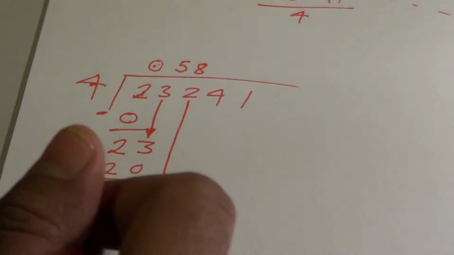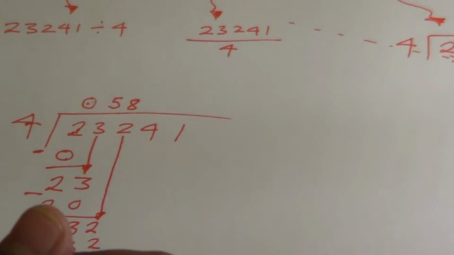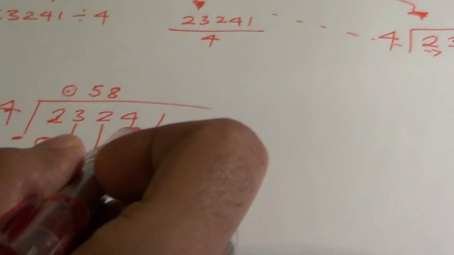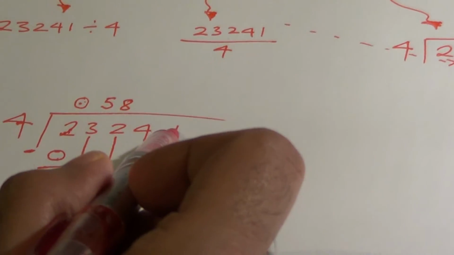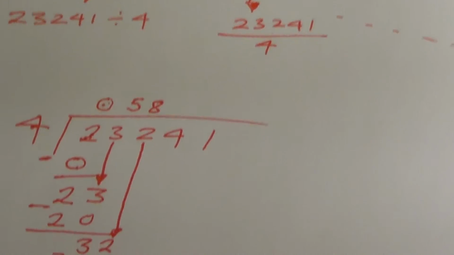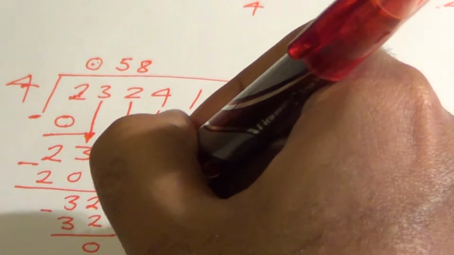Now generally our main aim is to stop when we reach 0. But we don't stop here, even just because we got a 0, because we still have 2 numbers left. When we reach 0 after this number, then we stop. Anyways, let's get back to this. 32 take away 32, 0. What do you do? You bring the next number down.